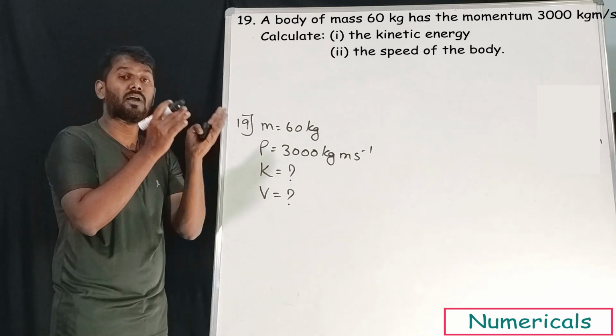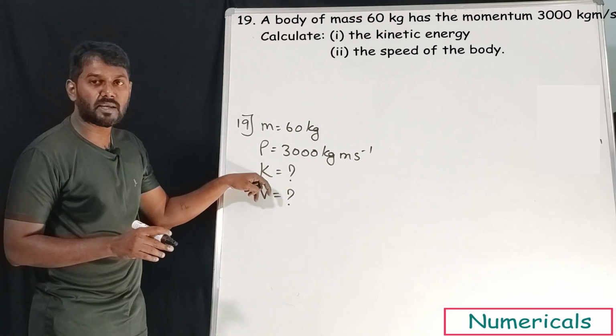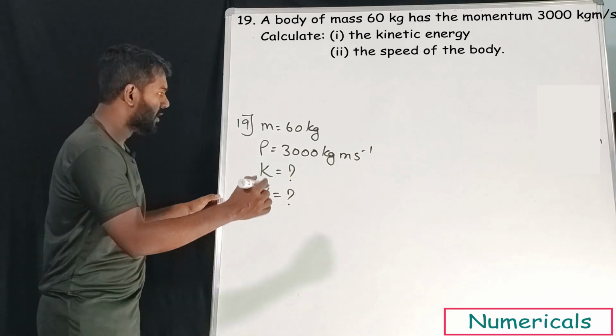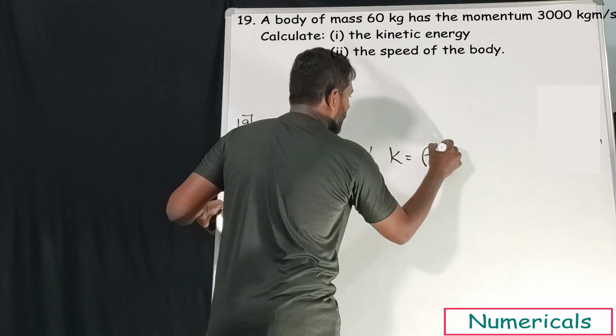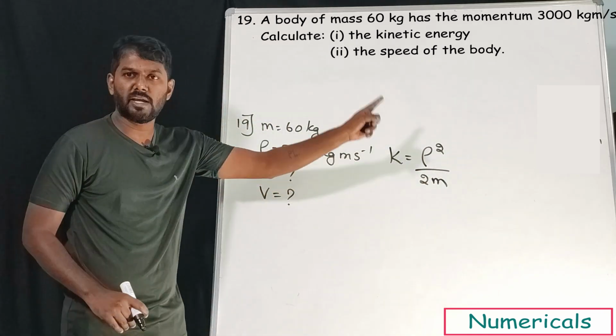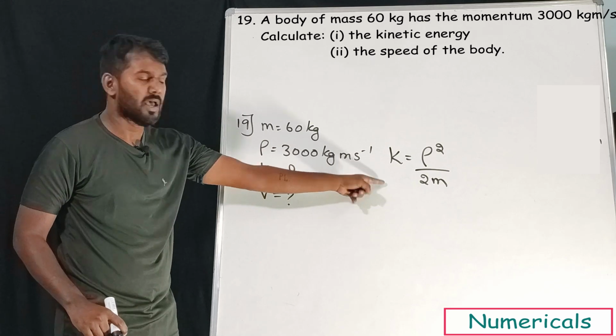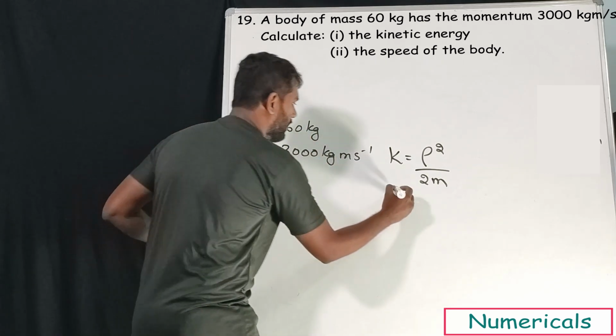This is what we have learnt in the concept video. What is the relationship between kinetic energy and momentum? So the relation will be K is equal to p square by 2m. This is the relation between kinetic energy and momentum. If we know this one, then substituting the values and getting the answers. That's it. Okay, we'll substitute the values.